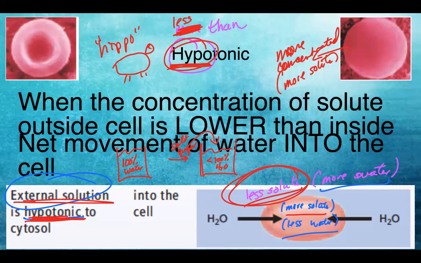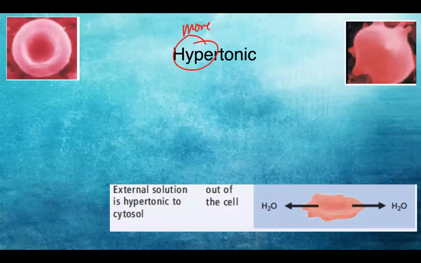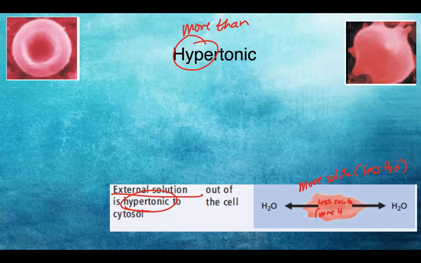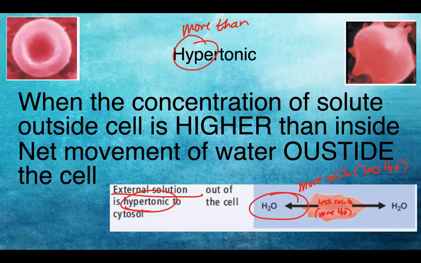Now going to the last type of solution, that's called hypertonic. Hyper means more than. Okay. So if the external solution is hypertonic, that means outside is more solute, which means less water, and inside is less solute, which means more water, which means your net movement of water is out. Okay, so the cell shrinks. The concentration of a solute outside the cell is higher than inside. So the net movement of water is to the outside of the cell.